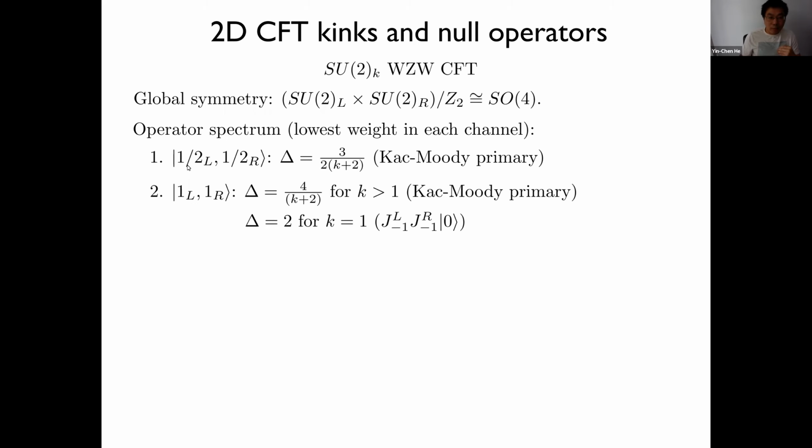So we can first look at the bifundamental that I will call (1/2, 1/2). And we know that the lowest operator in this channel will be a Kac-Moody primary with this scaling dimension. And we can also ask what is the lowest operator in this (1,1) representation. If K is larger than 1, the lowest operator is again a Kac-Moody primary with this scaling dimension. But when K equals 1, this Kac-Moody primary becomes a null operator. And the lowest operator in the spectrum will be a Kac-Moody descendant, which is obtained by applying a current on the vacuum. And the scaling dimension of this operator is 2.